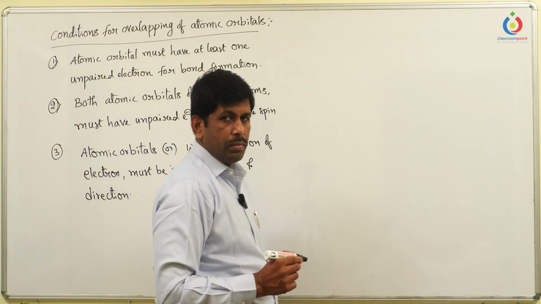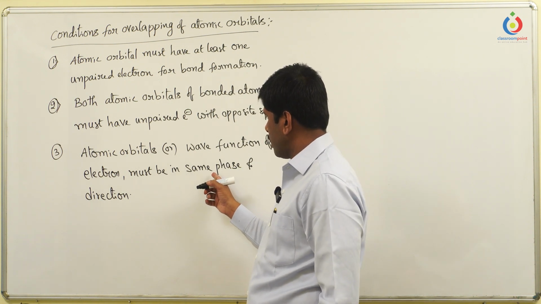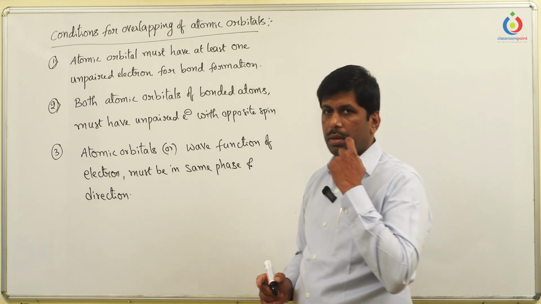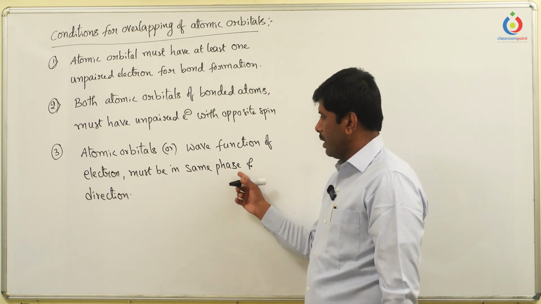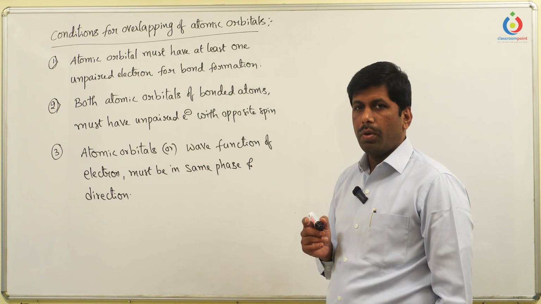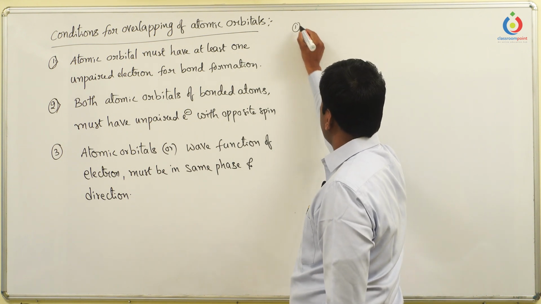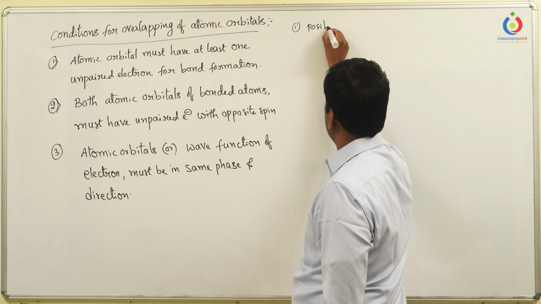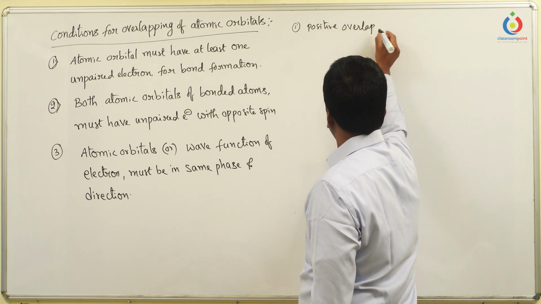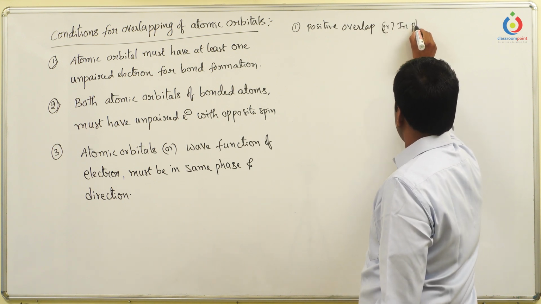So when we see this, it depends on the electronic wave function of the atomic orbital, in which phase and direction these atomic orbitals are present. Based on the phase and the orientation of the electronic wave, atomic orbital overlapping is classified into three categories. The first one is positive overlap, also known as in-phase overlap.